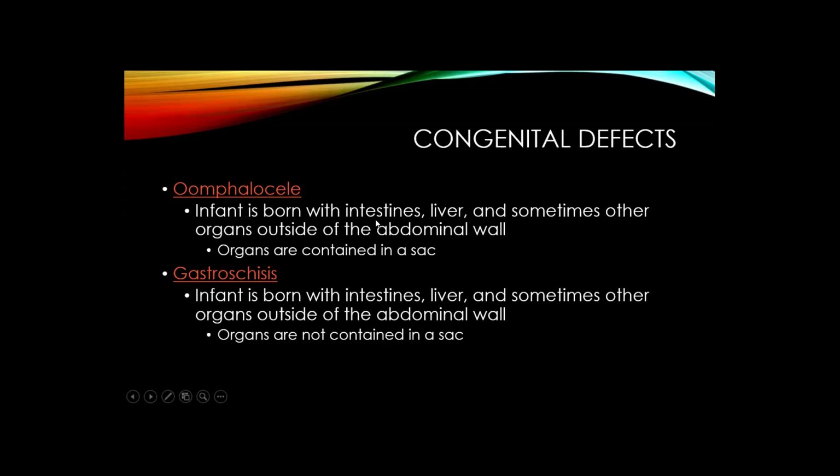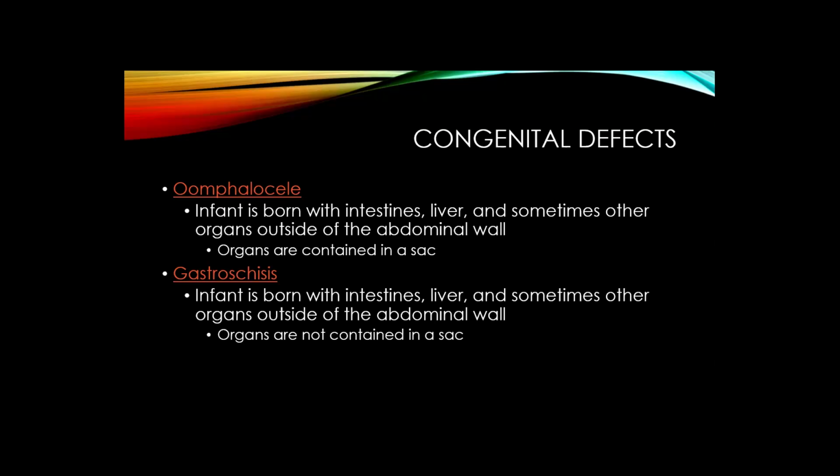Okay, so omphalocele is when the infant is born with intestines, liver, and sometimes other organs outside of the abdominal wall. Okay, with omphalocele, all of these vital organs are not contained in the abdominal wall, but they're born outside. With omphalocele, those organs are born in a sac, or they're contained in a sac. So they're in a little sac, but outside of the body. The contrast to omphalocele is gastroschisis.